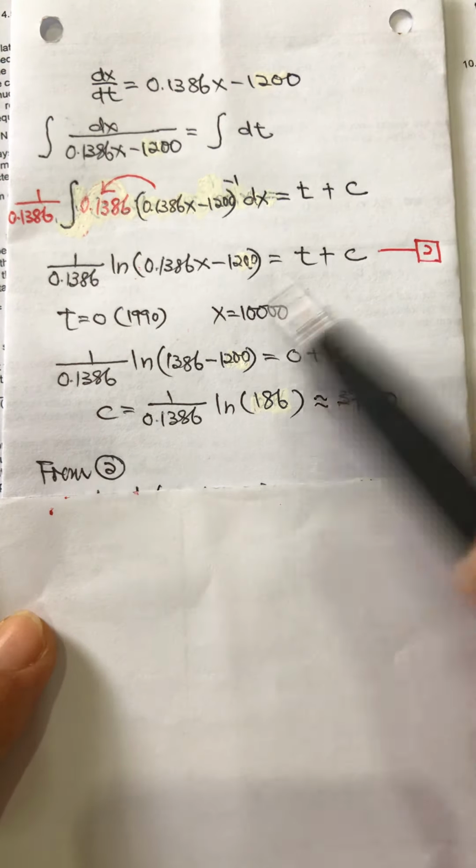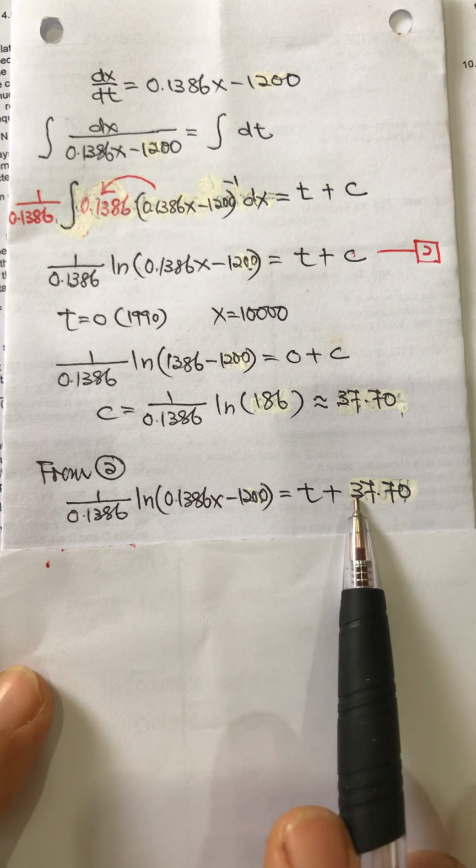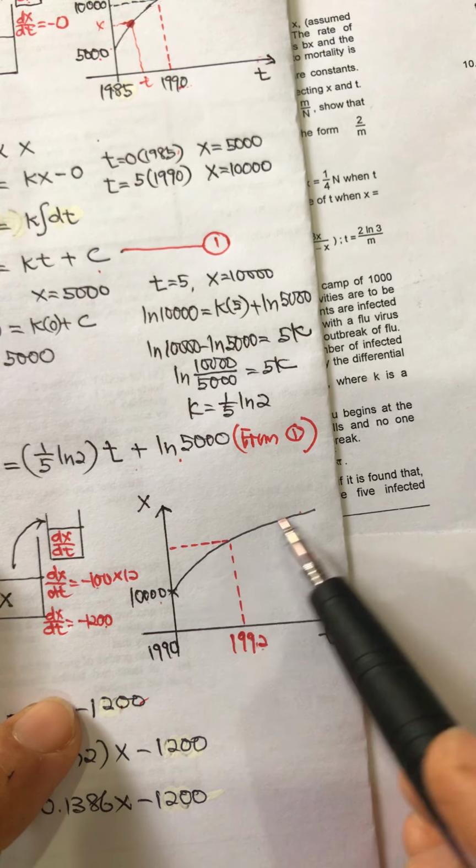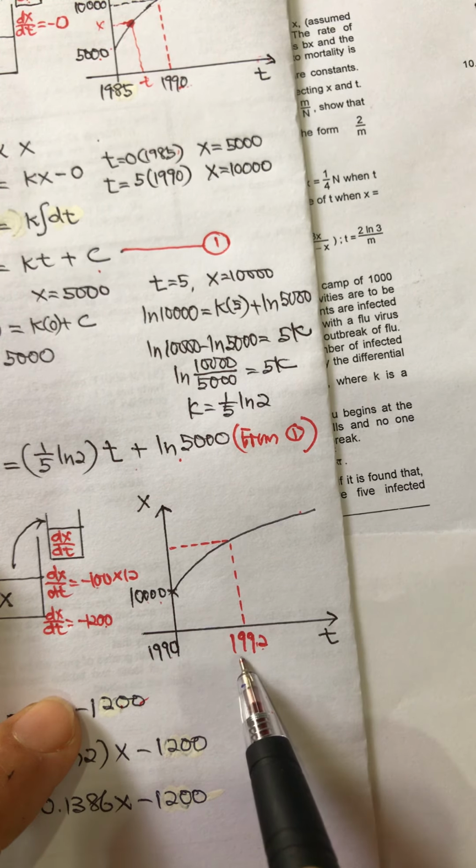And then from number 2, I substitute the c inside. This one you know how to solve. And then this is what I will get. Since I want to find how many rabbits there are in the year 1992, that means here is 10,000, and how many rabbits here? I have already got the equation for the curve. And then for 1992, I just substitute t equal to 2. Am I right? Because our t is in years. So when I substitute t equal to 2, I will get this. So finally, this is the answer.